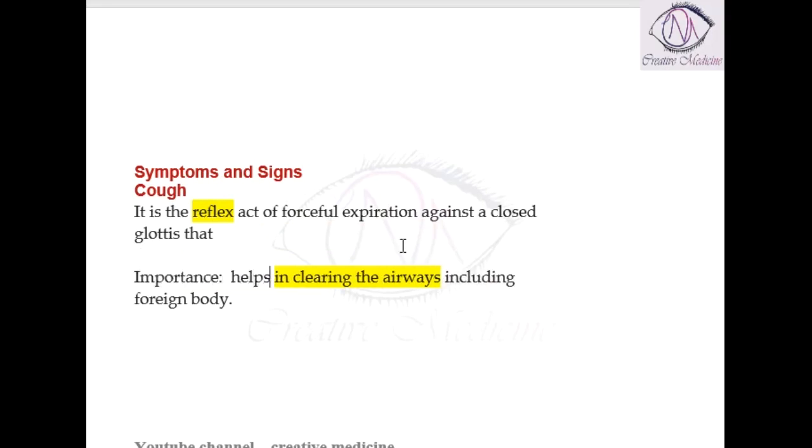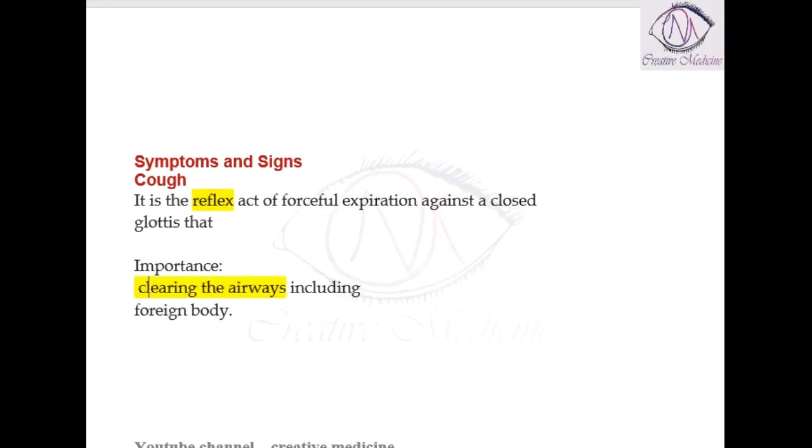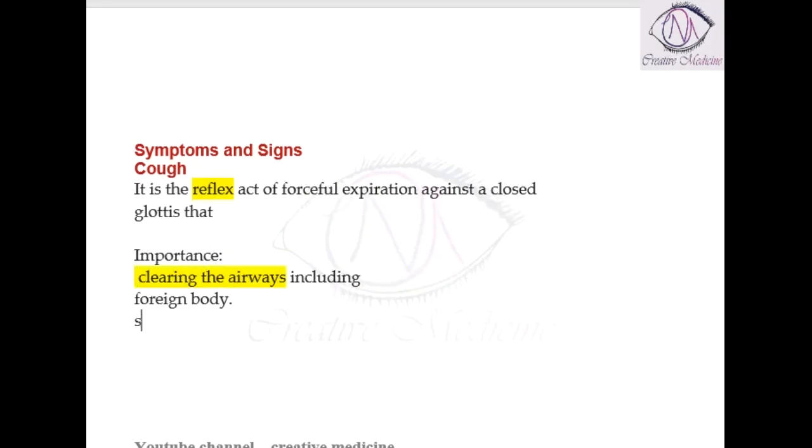If there are any secretions present in the airways, or if there is any foreign body present in the airways, all these are cleared by coughing.